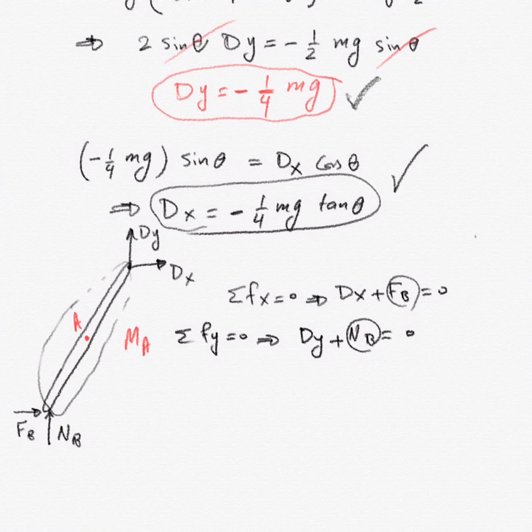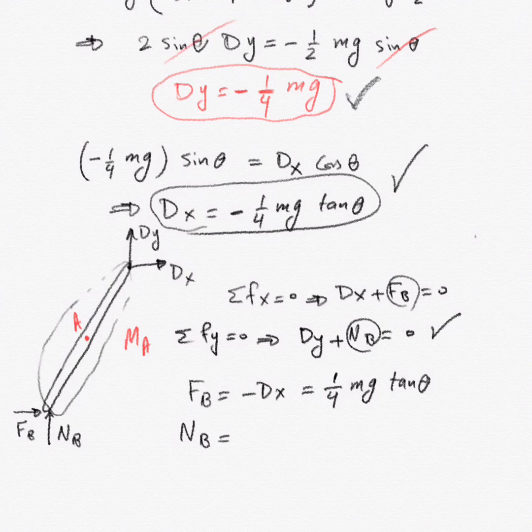Take it to the right. fb becomes negative dx, which is equal to negative of negative, which is positive 1/4 mg tangent theta. And solve this equation. Now you get nb is equal to negative dy. So dy was negative 1/4 mg, so nb is equal to negative dy, which is negative negative, which is positive 1/4 mg.